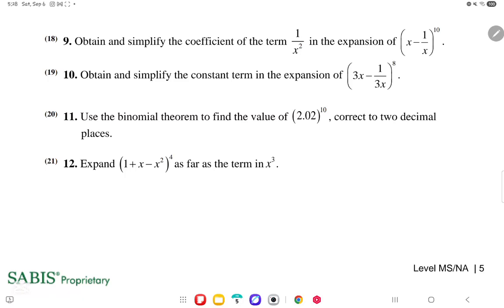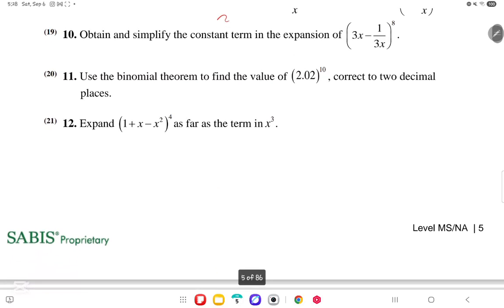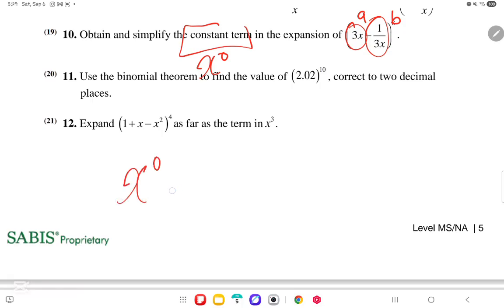Obtain and simplify the constant term. When they say constant term, that means it's x to the power of 0. Okay, we need to find x to the power of 0. Which has x? A or B or both of them? In this case, both of them have. So x to the power of 0 is equal to 3x to the power of n. What's n in this case? In this case, it's 8.